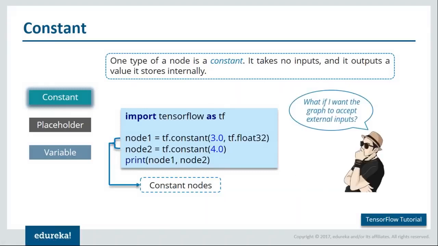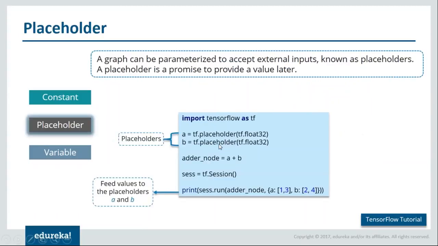Now what if I want my graph to accept external input? Let me explain that with the example of our use case. Here we want the features to be fed to the graph. That we cannot do with the help of constants. For that we need placeholders. A placeholder is nothing but a promise to provide a value later. Let us understand this with an example.